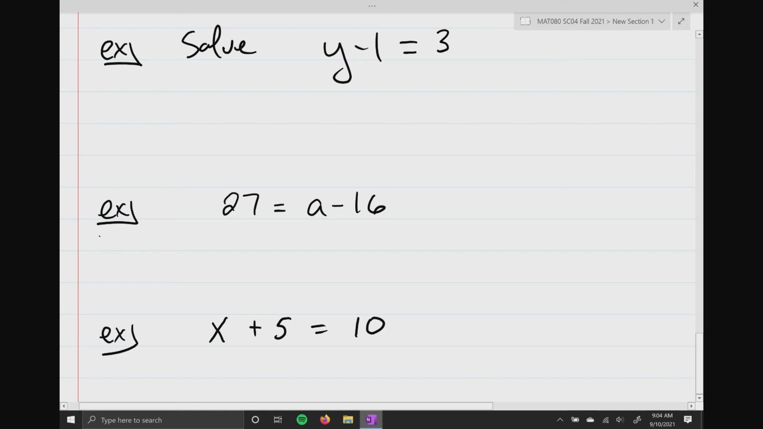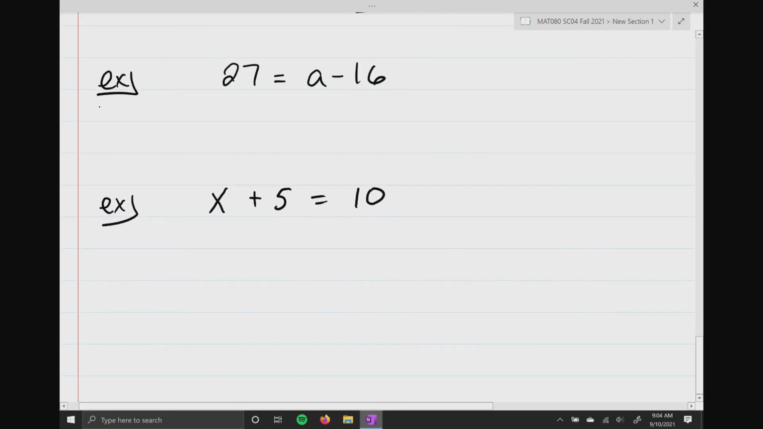All right, so let's go over these 3. We'll call it a day. y minus 1 equals 3. Our goal is to isolate the variable. So I look on the left-hand side and I read it, y minus 1. Now I need that -1 to go to the opposite side. So I'm going to do the opposite operation. I add 1 to both sides. I get y equals 4. Any questions there? Good.